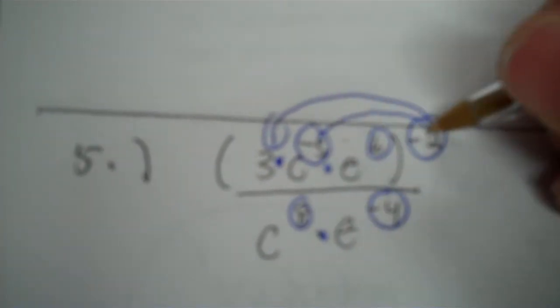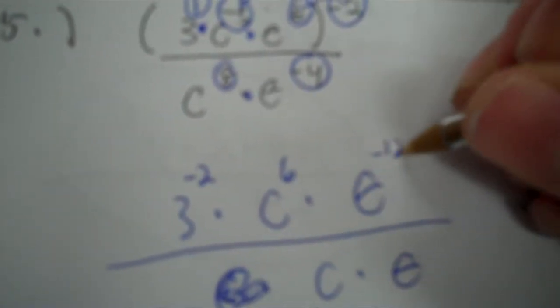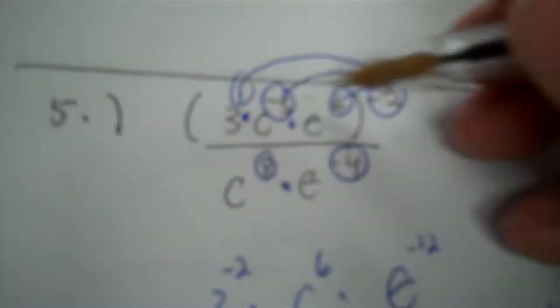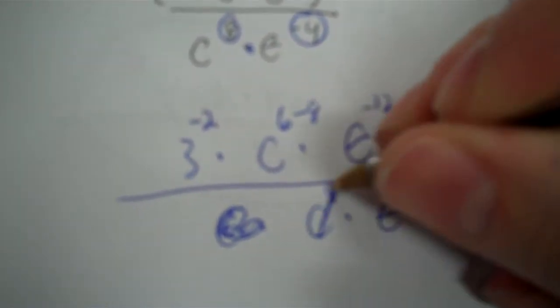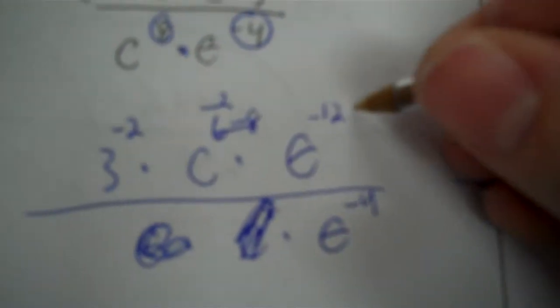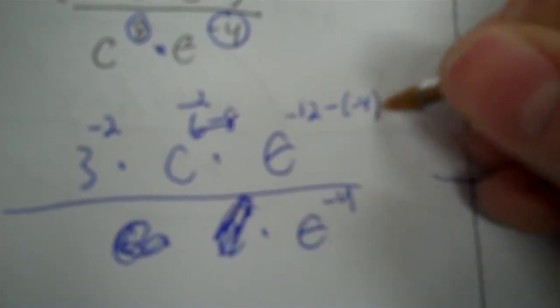So 3 is to the first, so we take 1 times negative 2, that's negative 2. Now c, negative 3 times negative 2 is 6. 6 times negative 2 is negative 12. Now on the bottom, you've got the 8th power on the c, no multiplication because it's not inside the parentheses, it's just around the top. Now we subtract 8 from 6 on the c, and that's negative 2. Now we subtract the negative 4 from the e, and that's the same as negative 12 plus 4, which is negative 8.